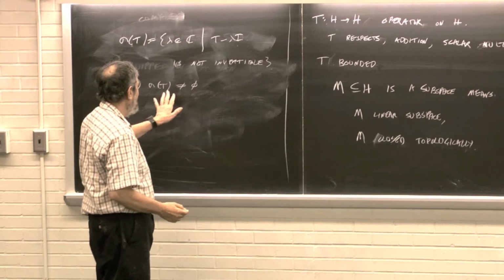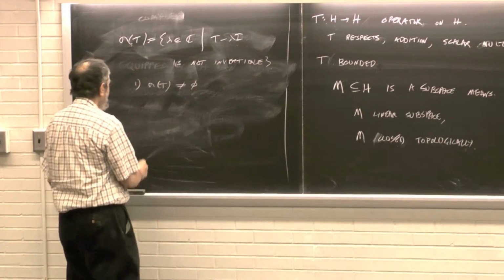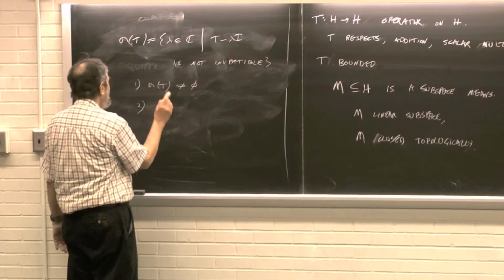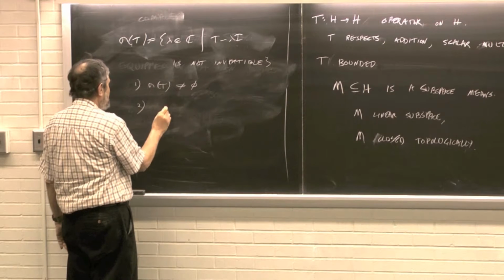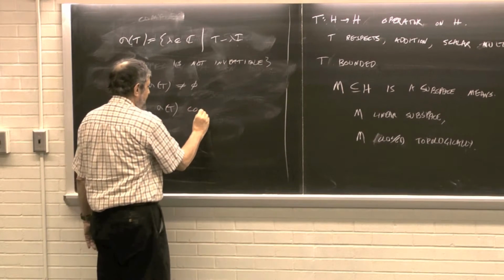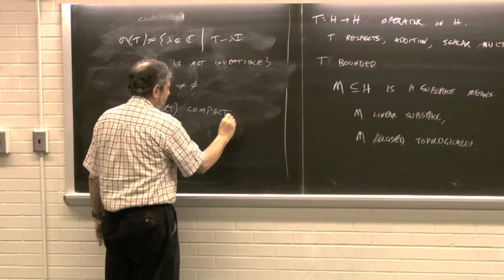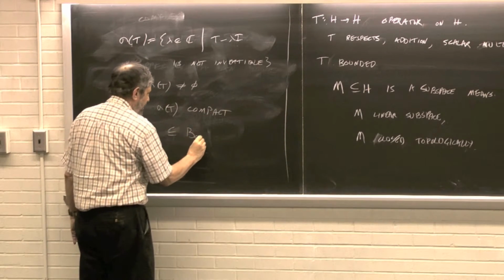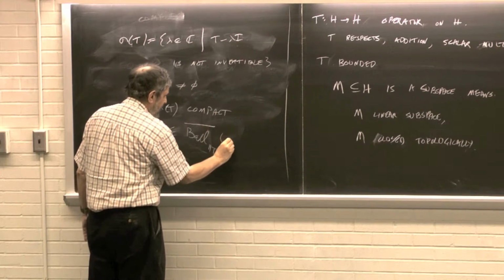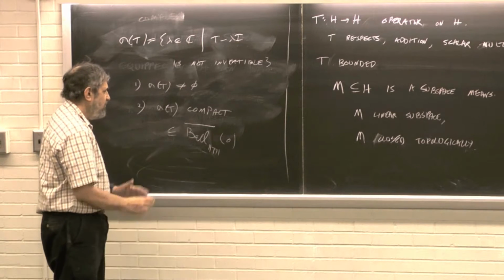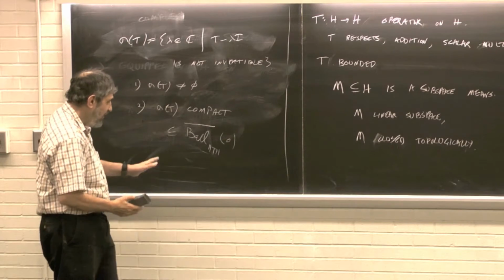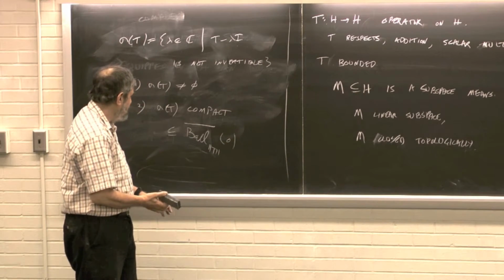So every operator always has a non-empty spectrum, and the second thing about it is that the spectrum is compact, in fact. We're not going to use that too much today. And it's actually contained in a closed ball of radius norm of T about zero. So the spectrum is always a nice compact set.